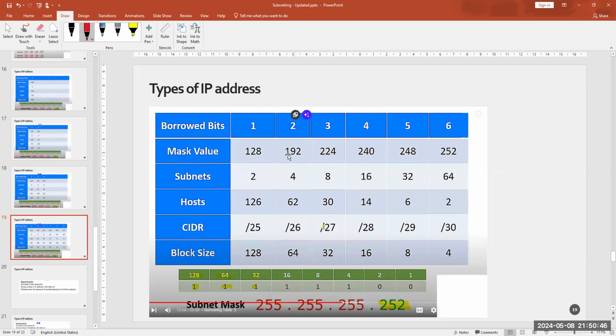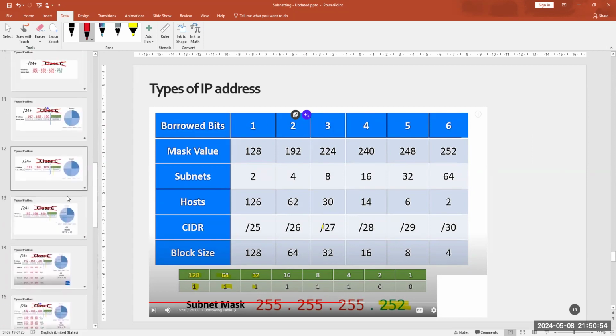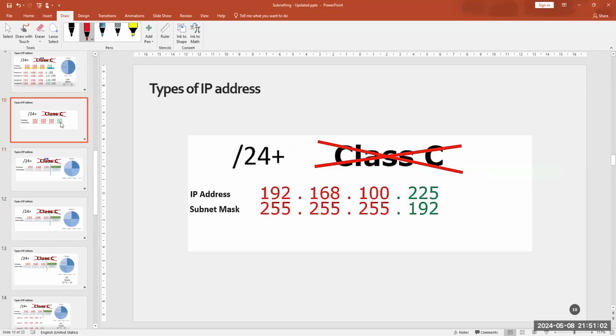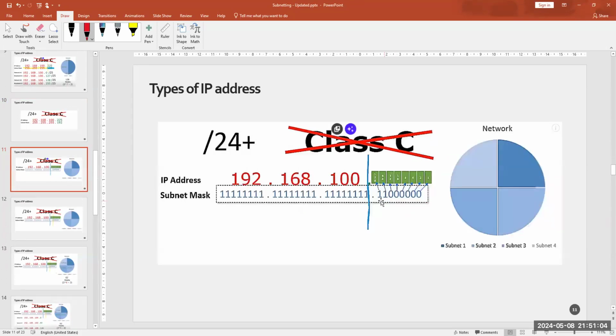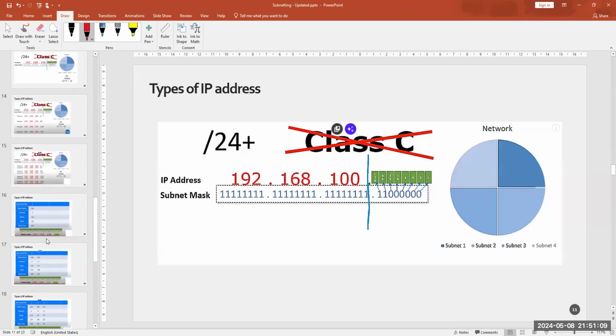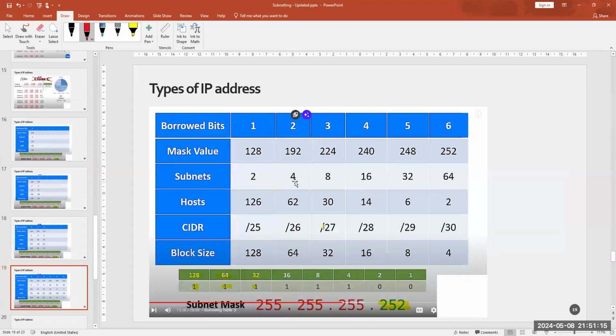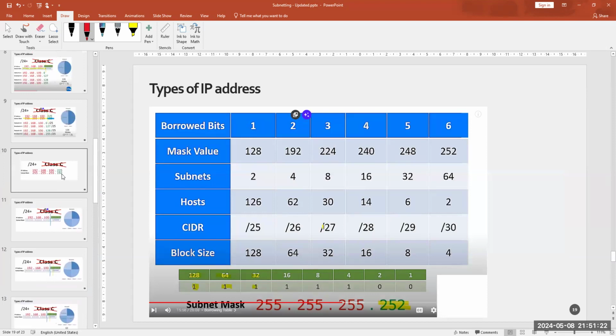If it is 192, how many bits can I borrow? 2 bits. So I will do the same thing over here. I will borrow 2 bits. If I am borrowing 2 bits, how many subnets can I create? 2 raised to the power 2, that is 4. Sorry, 4 subnets I can create. And then how many hosts can I create over here?